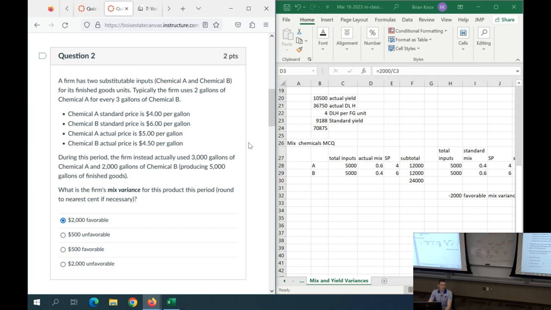We always use standard price for mix variance. Yes, that's right. Always standard price. The only way I can think to help you remember that, besides making a note in your notes, is that mix and yield are breaking up the quantity variance, and the quantity variance only deals with standard price. Right here, quantity variance varies the quantities, and then multiplies by the standard price.